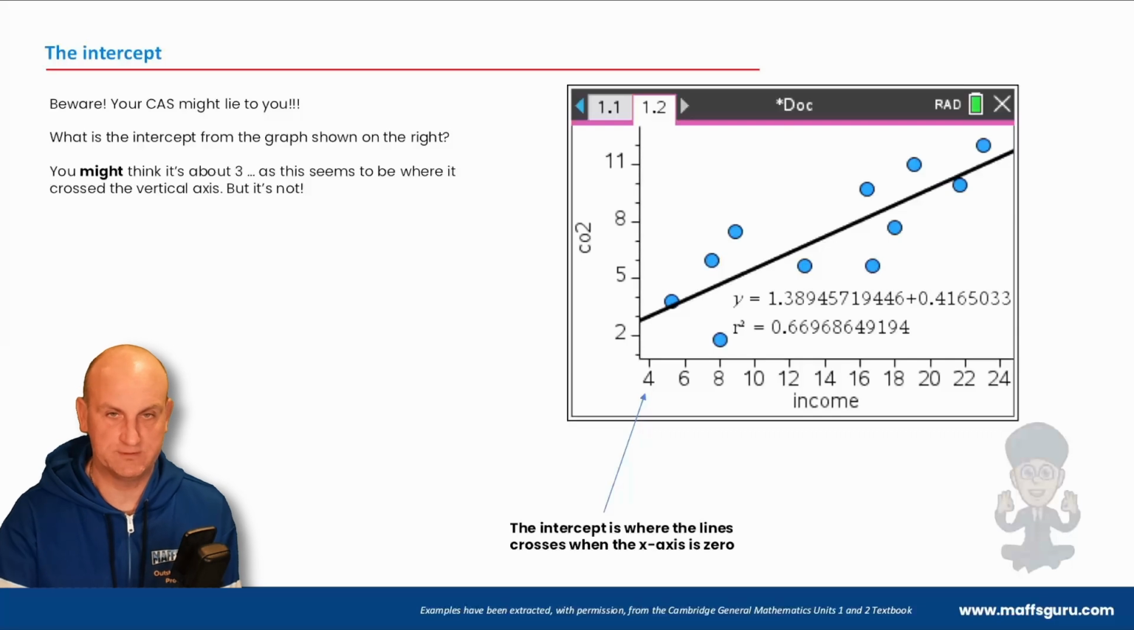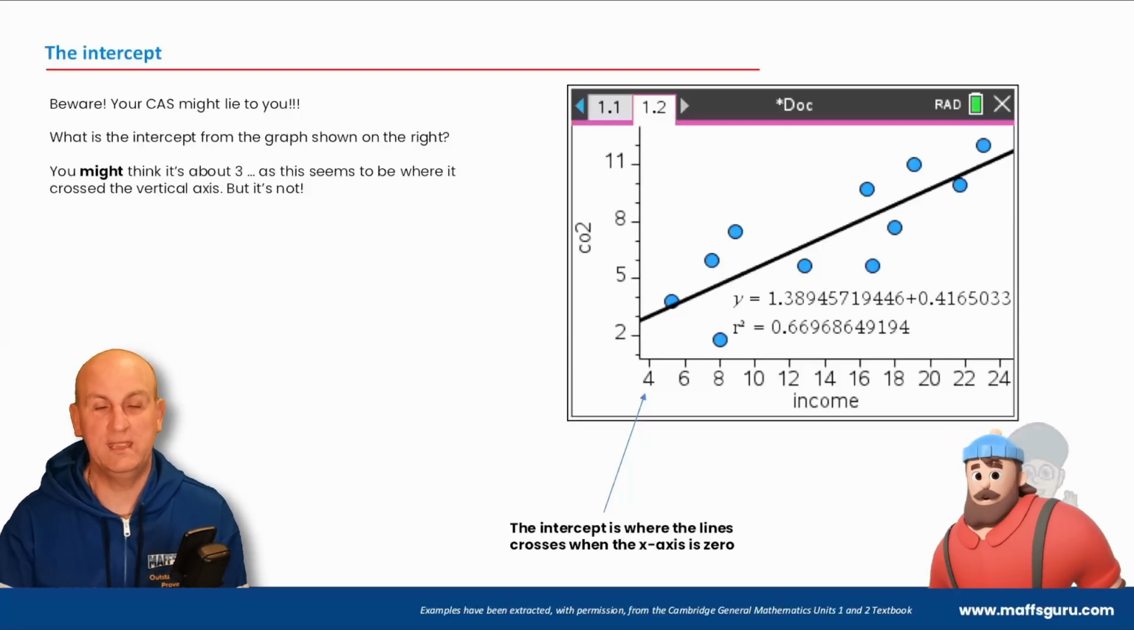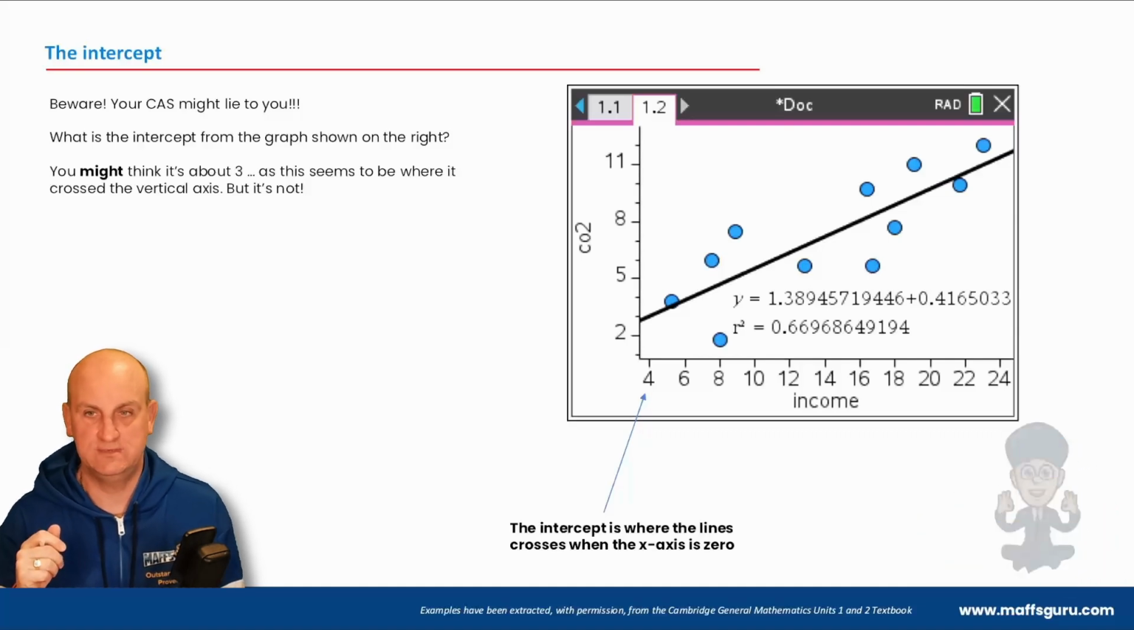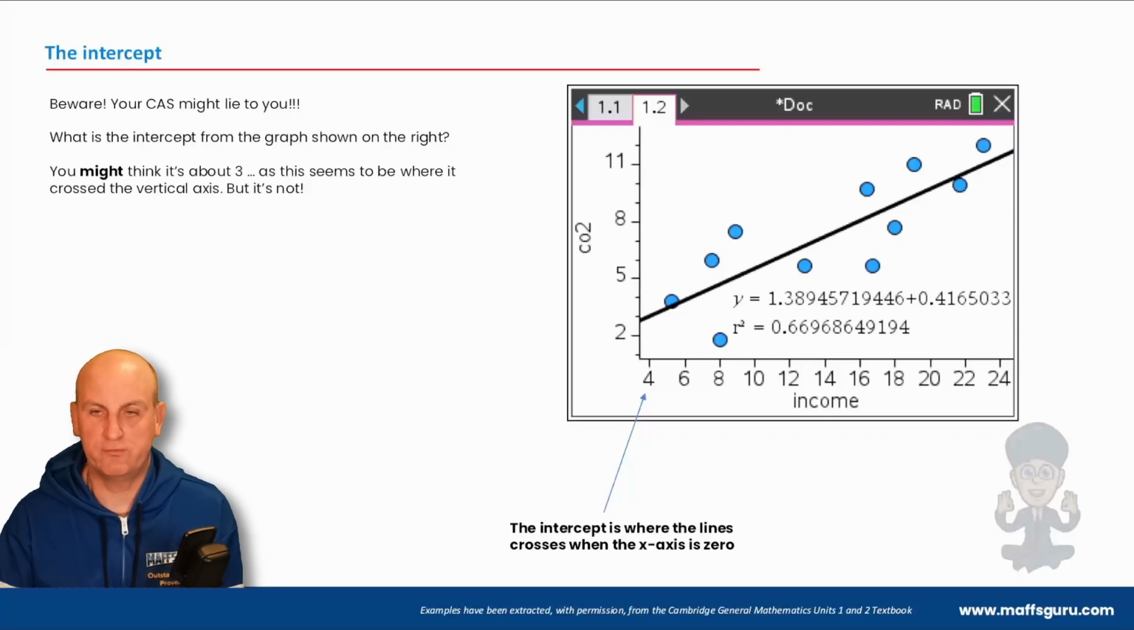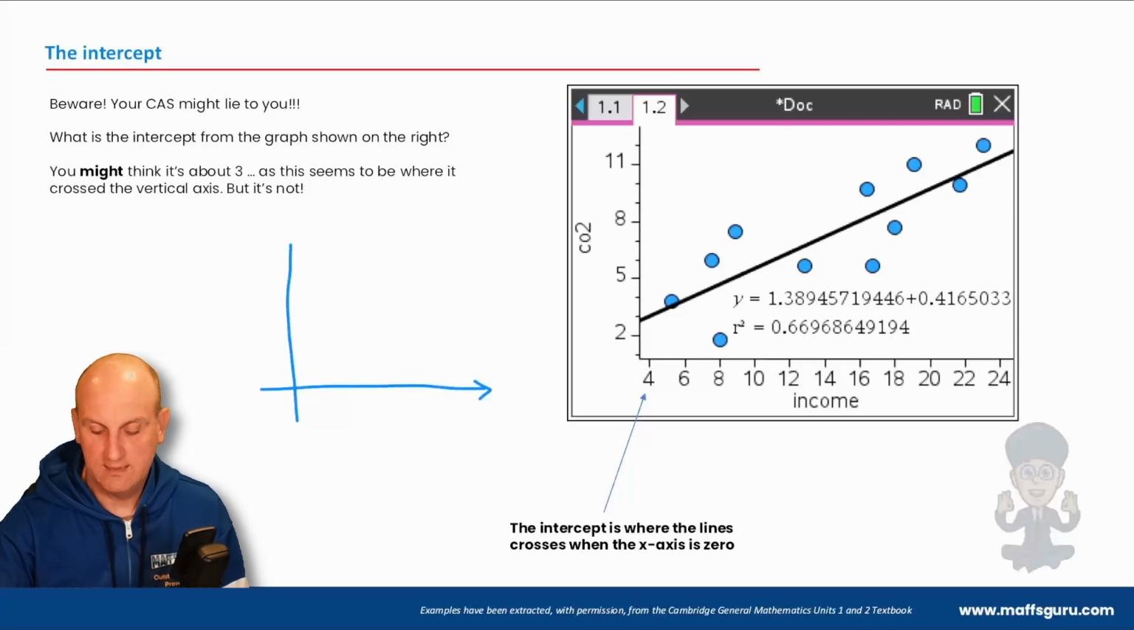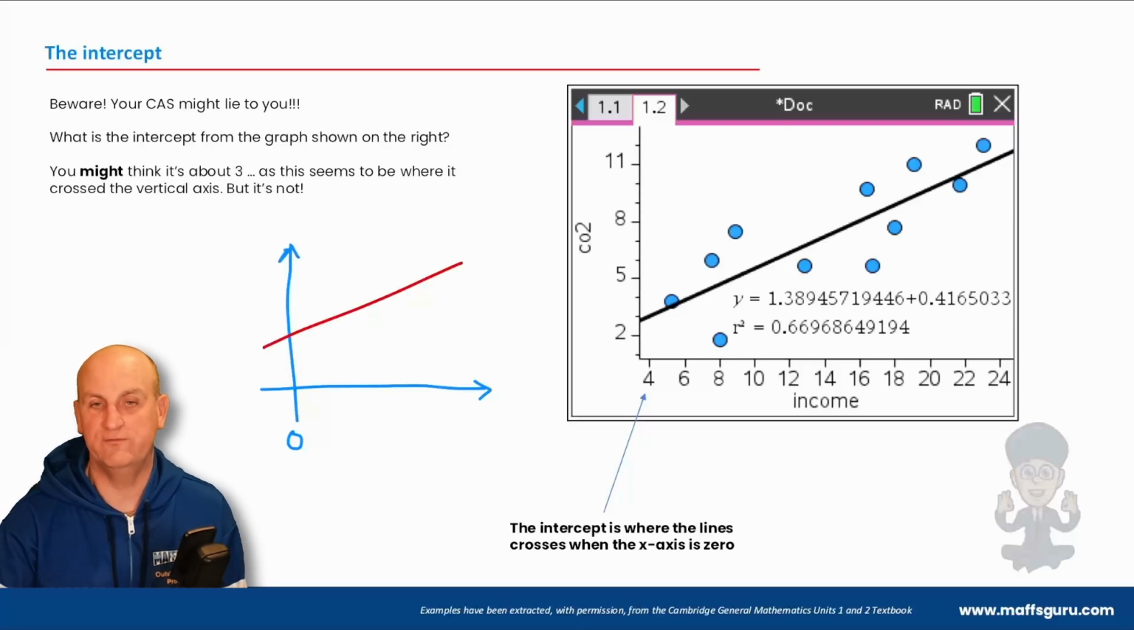So let's look at the intercept. Now, your CAS may well lie to you. Look at that diagram behind me and tell me what you think the intercept is. If you've looked at it and gone, it's just below 3, sadly, you are wrong. And your calculator, in trying to help, is also screwing you over. Now, the most important thing to remember when you are looking at the intercept is it is defined as where the line crosses an x value of 0. That is what the intercept is. It is when there is a 0 value of x.